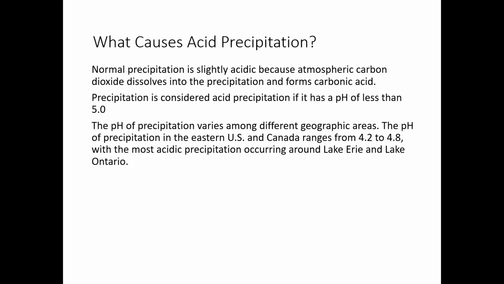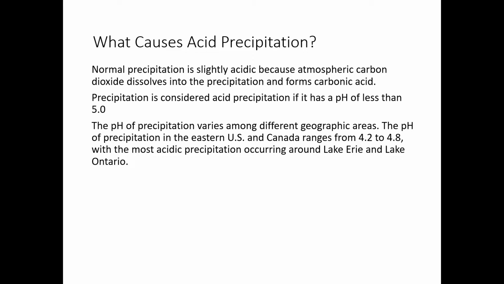So the formal cutoff for what is acid precipitation and what it's not is typically going to be right at 5. If you're below 5, that's when you start saying that's acid precipitation. If you're above 5, then it's just normal rain, for the most part.